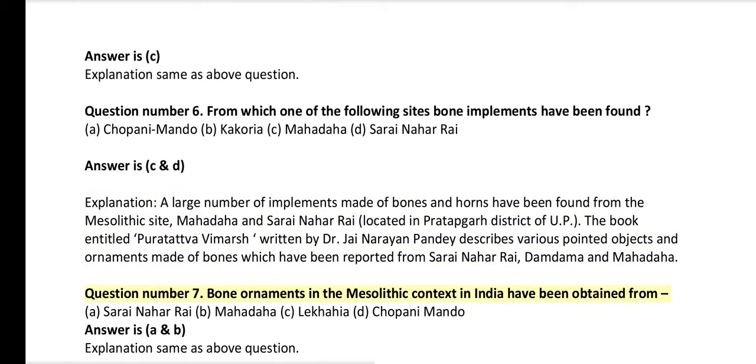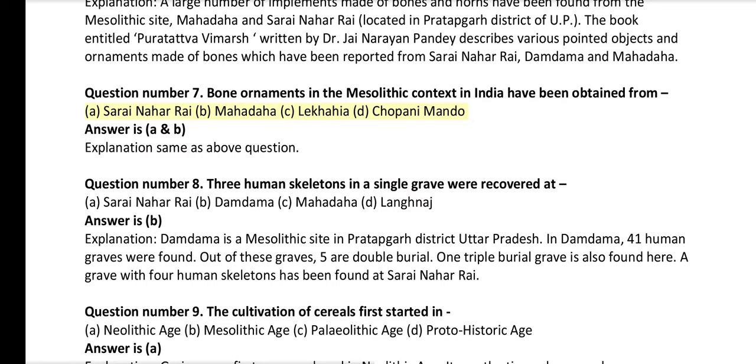Question number 7. Bone ornaments in the Mesolithic context in India have been obtained from A. Sarai Neher Rai, B. Mahadaha, C. Likhahiya, D. Chopani Mando. Answer is A and B. Explanation same as above question.